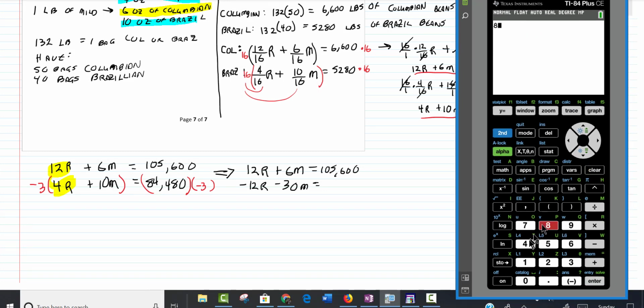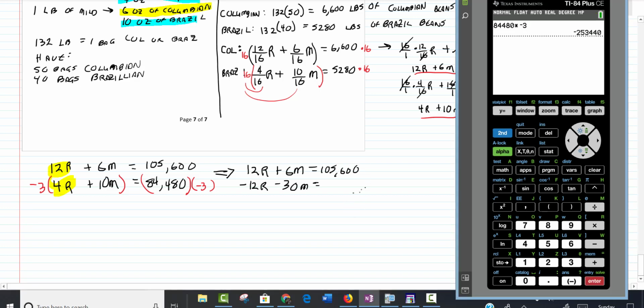I'll do this, so I've got 84,480 times negative 3. And that will give this big number, negative 253,440. And then I'm going to just add this equation together. Okay, that's going to drop out. 6 minus 30 is negative 24M.